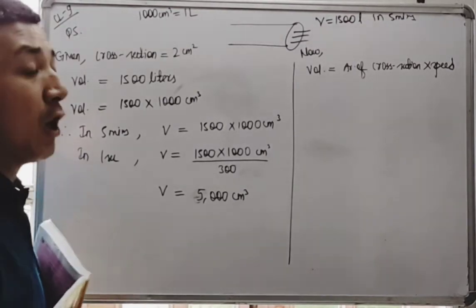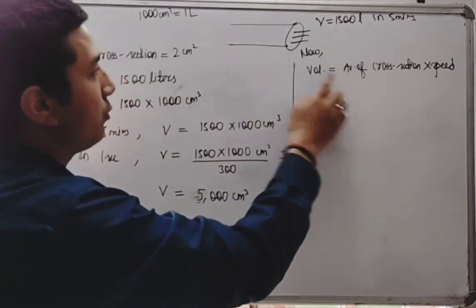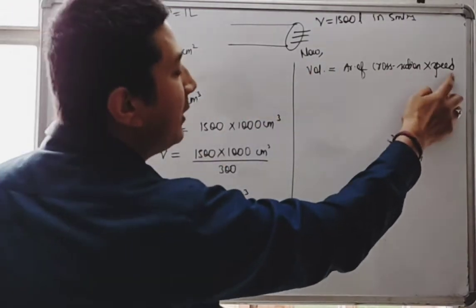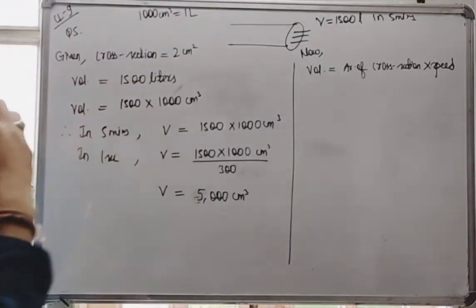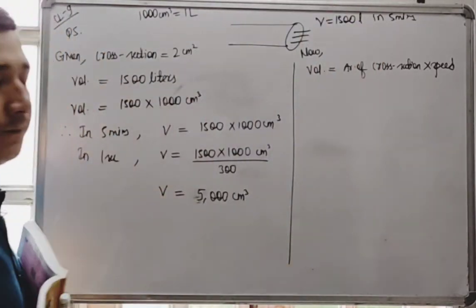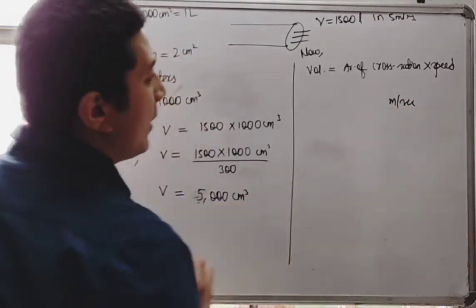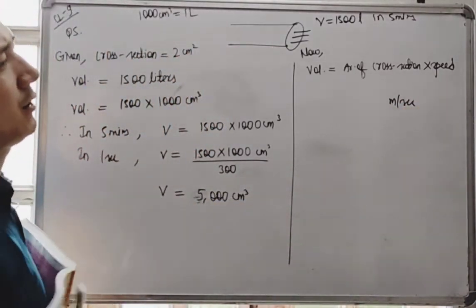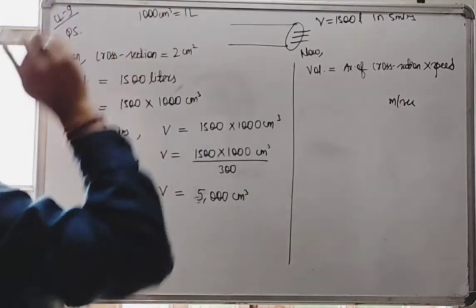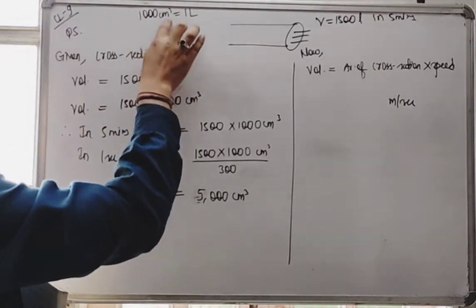Okay, but how will you do? Again using this formula, volume of the water is equals to area of cross section into speed. But I need to find the volume of water. Here the volume is 1500 liters. Now since I'm asked to find in meter per second, so hence let us first convert liter to centimeter cube by using this conversion. So 1 liter is equals to 1000 centimeter cube.